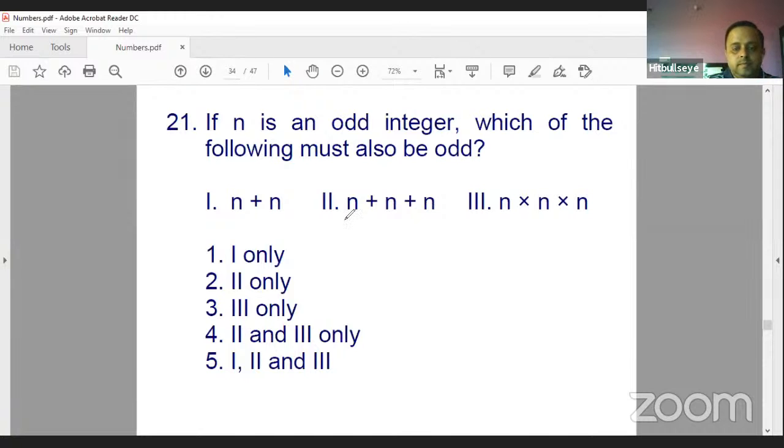Now this one. N is an odd integer. Which of the following must be odd?